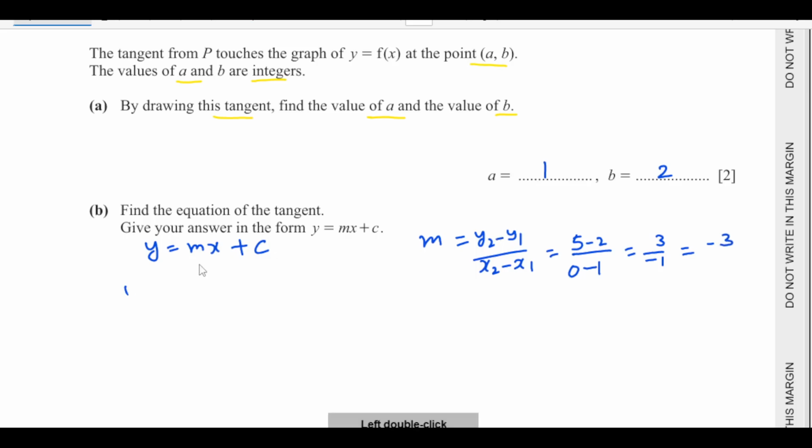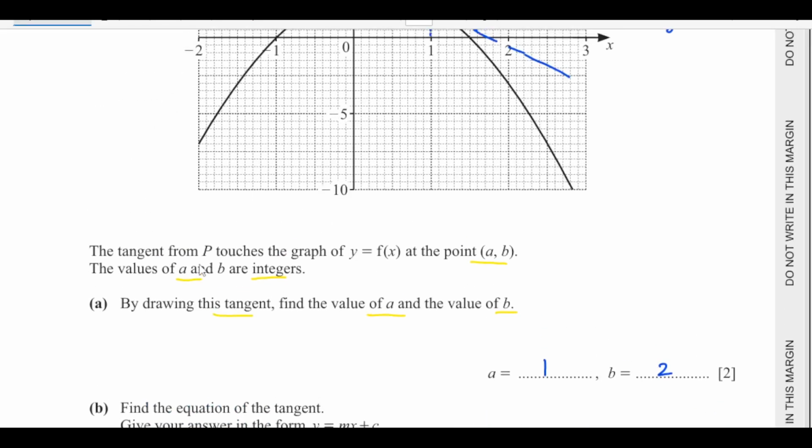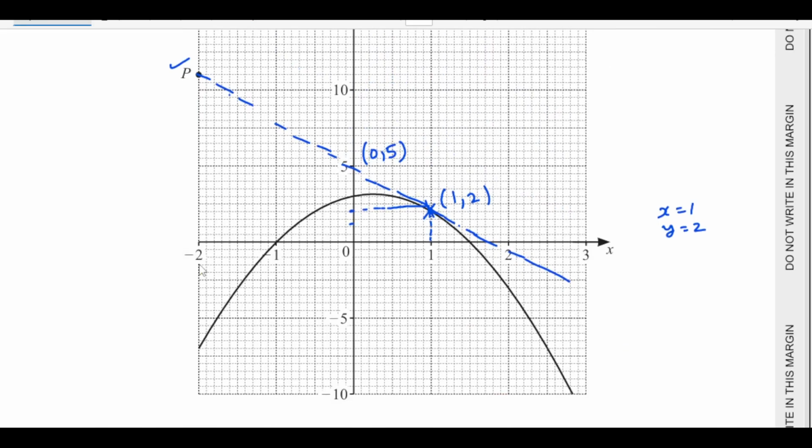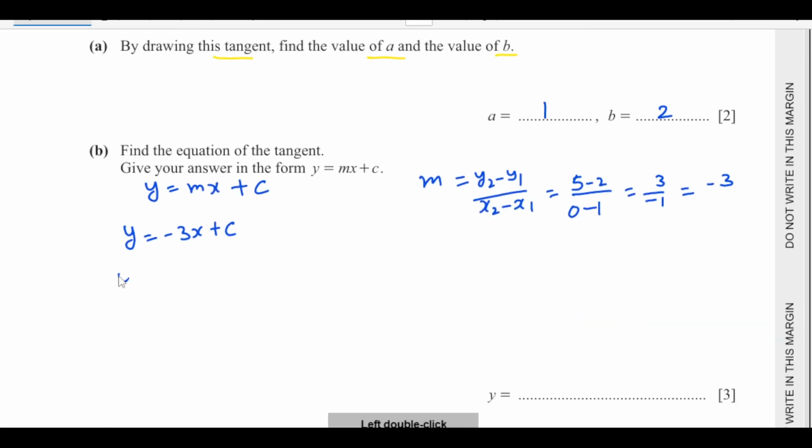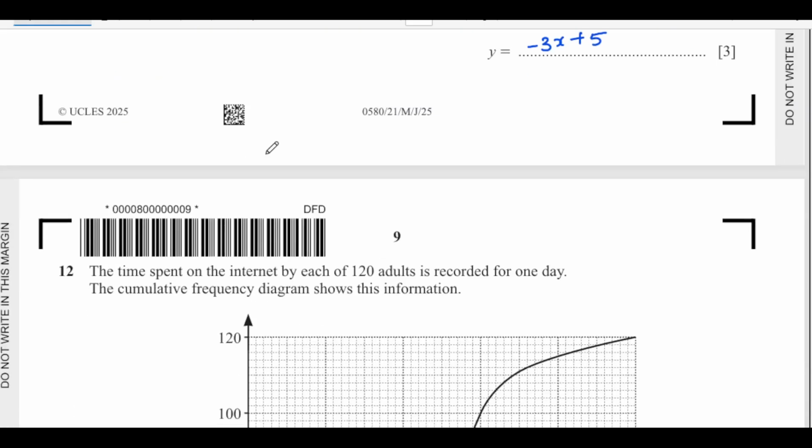So y is equal to minus 3x plus c. C is the y-intercept where it touches the y axis. So it is touching at this point here, so c here is 5, right. So c is going to be 5. So y is negative 3x plus 5. So this is our equation, y equals negative 3x plus 5, which is in the form y equals mx plus c.